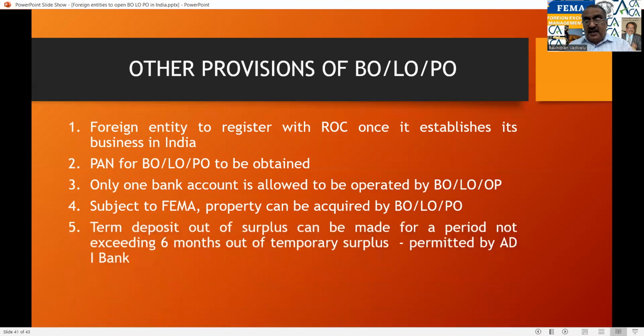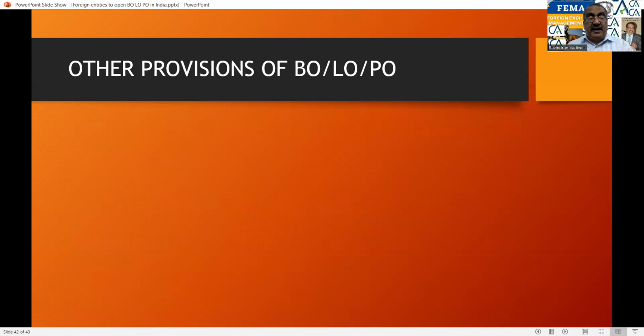Term deposit out of surplus is permitted only to the extent of 6 months. That is out of temporary surplus. If the foreign entity has any temporary surplus, they can make a deposit for a period not exceeding 6 months. And for that also they have to get permission from the authorized dealer category 1.